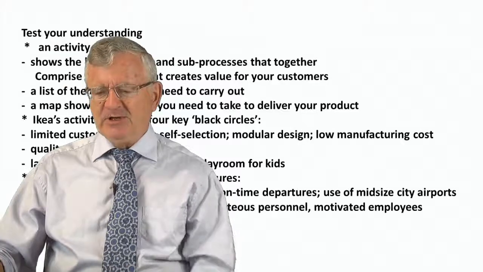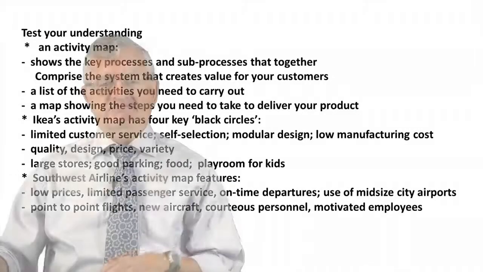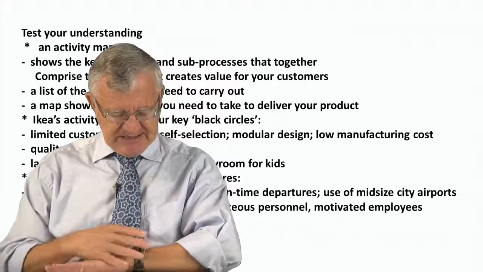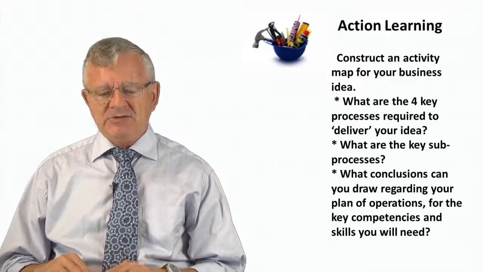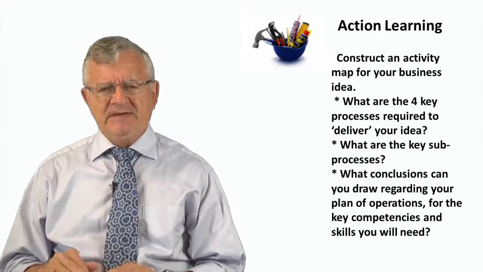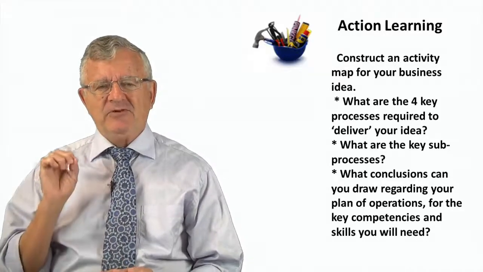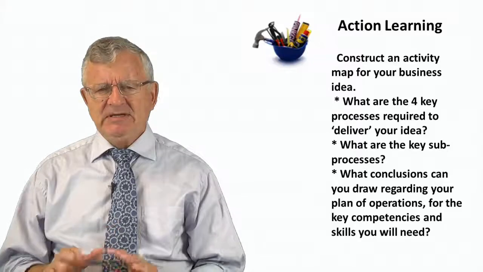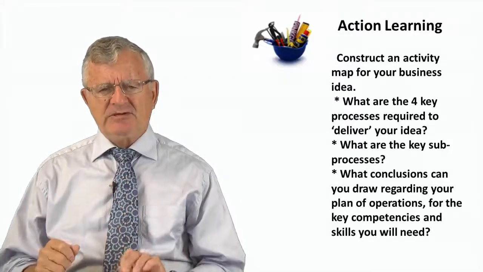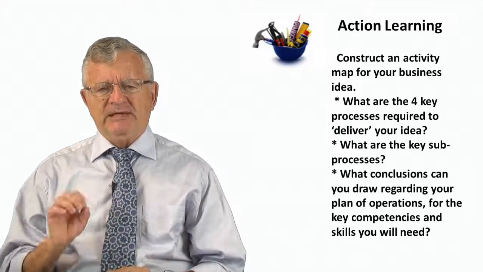So go to the assignment section if you wish and answer these key questions. And for action learning, I'd like to ask you to construct an activity map for your business idea. Use this as a way to validate your idea in advance. Can you deliver the value that you have discovered? What are the 4 key processes required to deliver your idea? What are the key sub-processes, like the ones for IKEA or for Southwest Airlines? And then what are the key conclusions that you draw regarding your plan of operations?